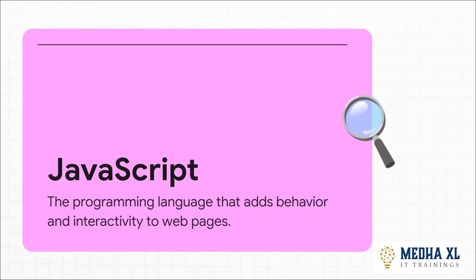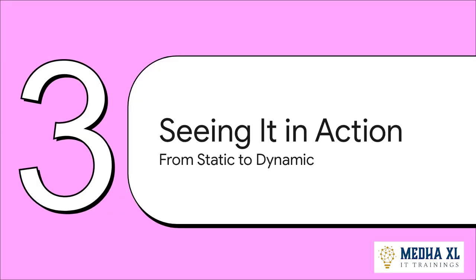And that brings us to our official definition. JavaScript is the programming language that adds all that behavior and interactivity to web pages. It's like the engine humming along in the background, just waiting for you to do something so it can respond. Now, that all sounds good in theory, right? But what does it actually look like? Let's get practical and see it in action. We're going to go from static to dynamic with a couple of really clear examples.